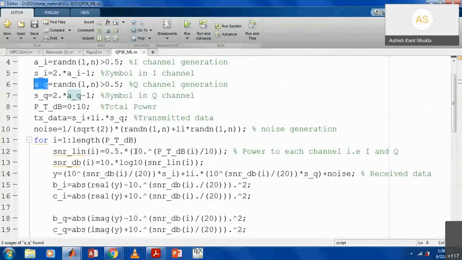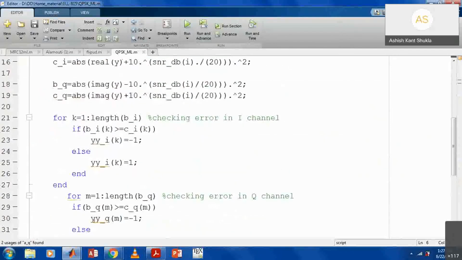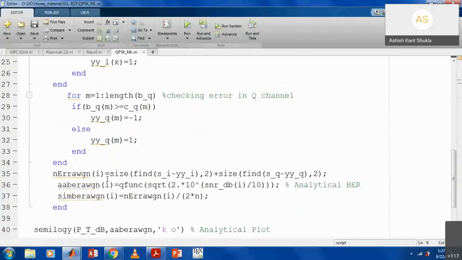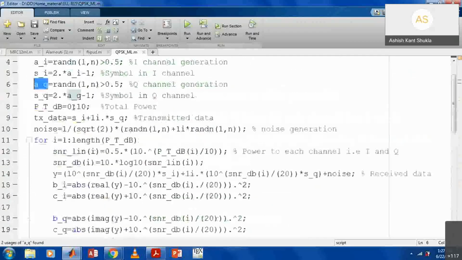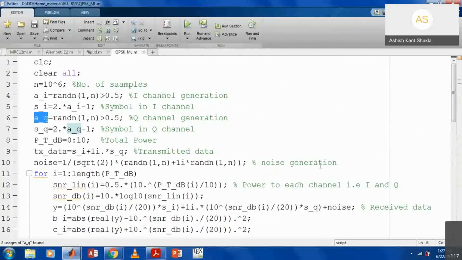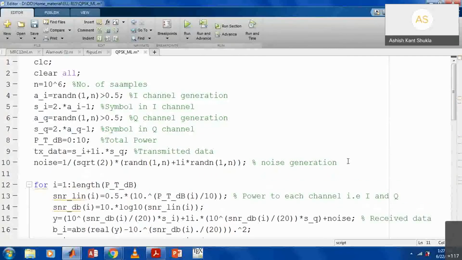You have to take two channels. For the I channel you have to separately do the transmission and reception, and for the Q channel similarly you have to do transmission and reception separately, and you have to check error for the I channel and Q channel also separately. So this code might help those who are interested in finding how QPSK transmission will work for ML decoding. Taking time.